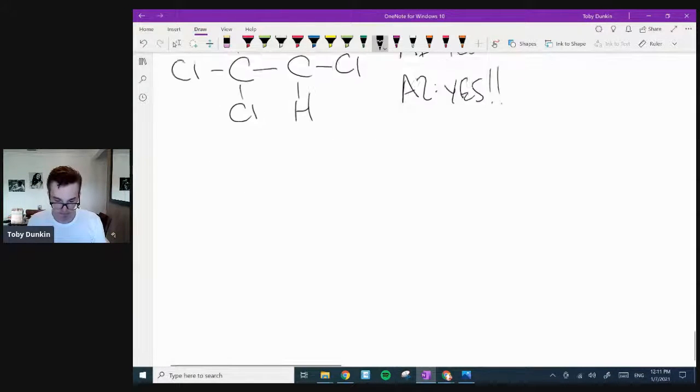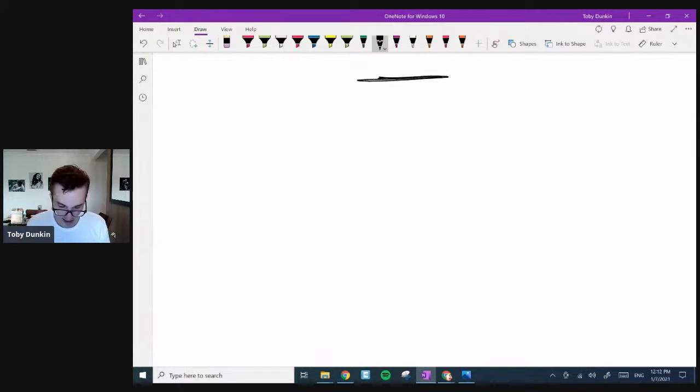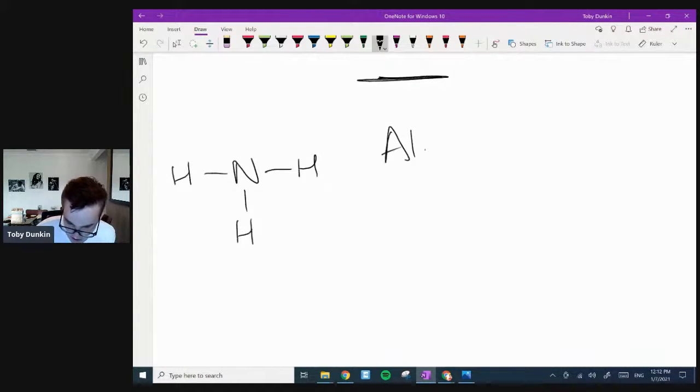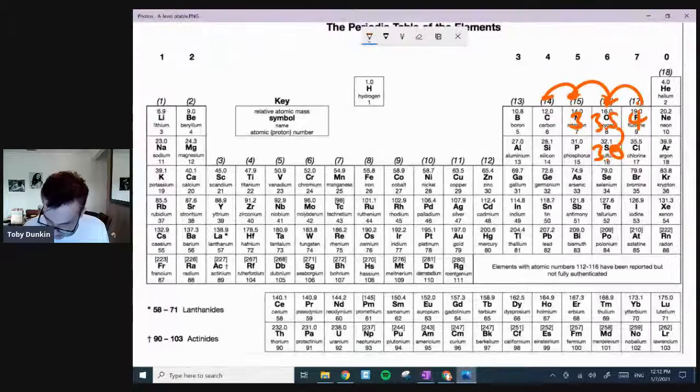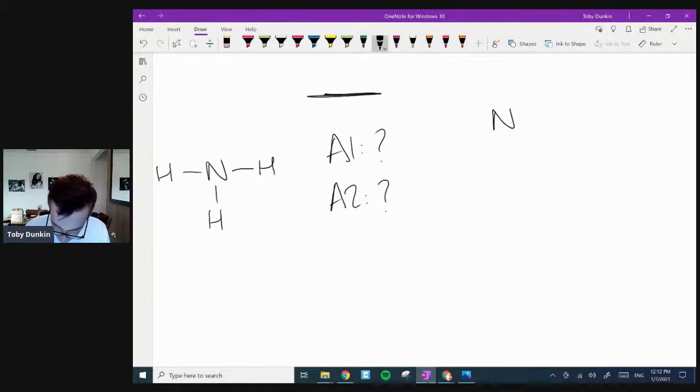Let's try another question. Let's try this one on for size. What about this? Ammonia. What about that guy? Is that polar or non-polar? Does it have polar bonds? And is it a polar molecule? Go, try that one on for size. Now all of a sudden we need to look up our values. Nitrogen is 3. Hydrogen, 2.2.